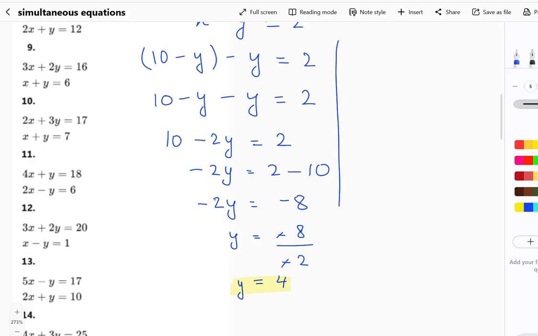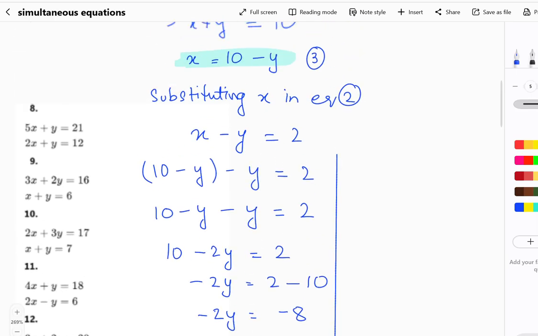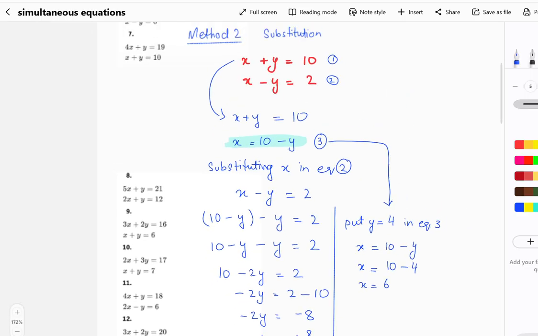And let's find out the value for variable x. And how do we do that? We do it the same way. This is the equation 3 we got. We're going to put y equals 4 in equation 3. So first I'm writing the equation down. x equals 10 minus y. First write the equation down, then you write x equals 10 minus 4. And we know that 10 minus 4 gives you 6. Is that all clear?